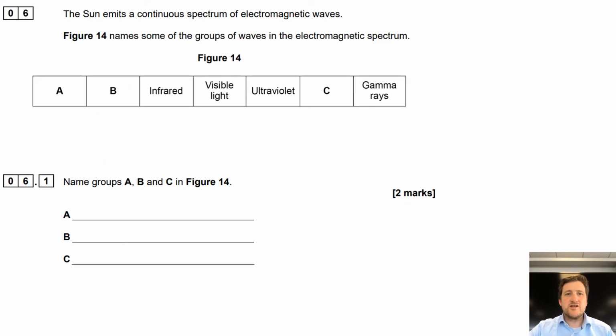Okay, the sun emits a continuous spectrum of electromagnetic waves. We've got this spectrum in front of us, we should know. Name the groups A, B, C. It is one of those you just have to know. So we have radio waves in the first, then we have microwaves. You can almost sing this song along. And ultraviolet, then X-rays, gamma rays. So if you don't know that song and you don't know this, learn that song.